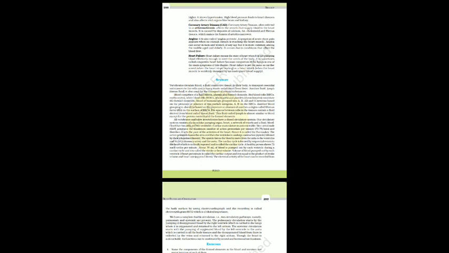Coronary artery disease, CAD, often referred to as atherosclerosis, affects the vessels that supply blood to the heart muscle. It is caused by deposits of calcium, fat, cholesterol and fibrous tissues, which makes the lumen of arteries narrower. Angina. It is also called angina pectoris.